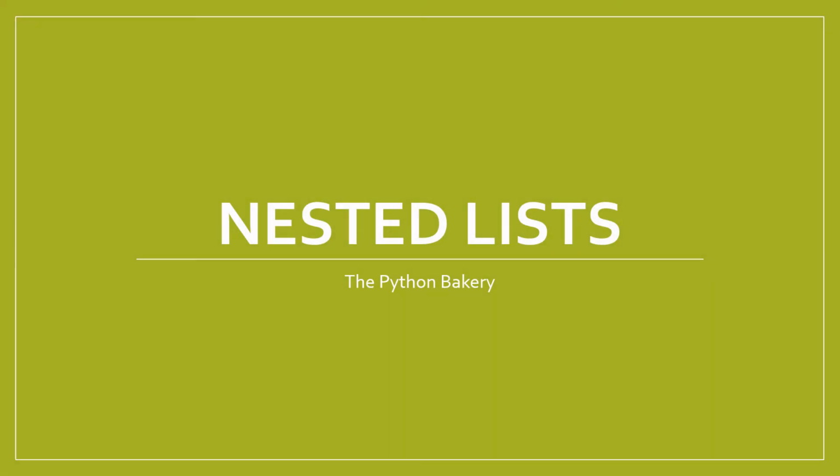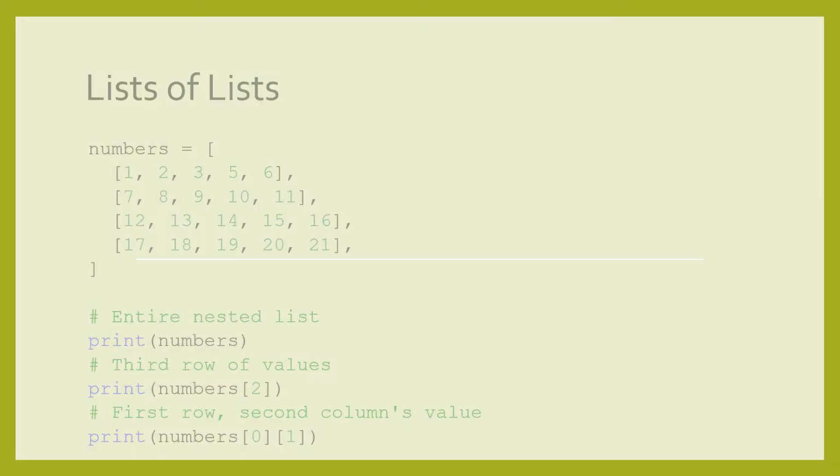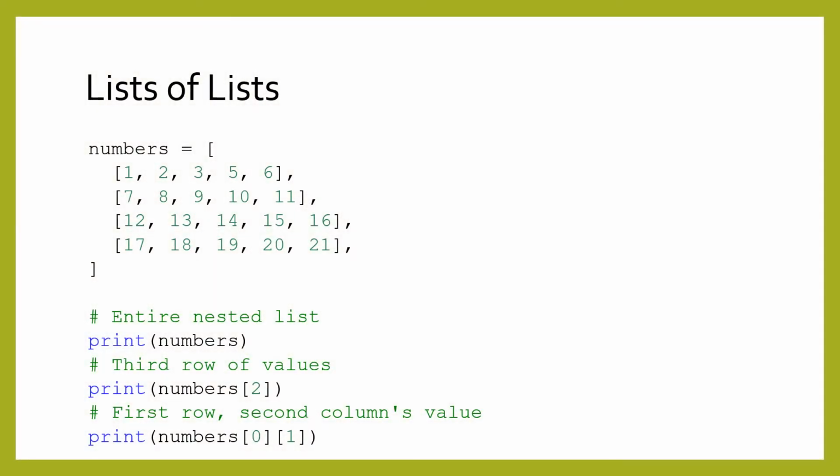Nested lists. A common pattern is to store data, especially numeric data, in a list of lists. This structure is similar to the tables that we saw with nesting data classes and lists, except now every item inside the table must be the exact same type.